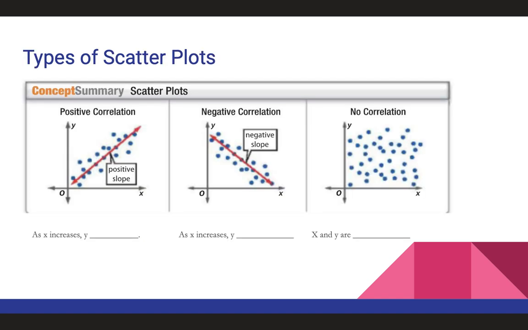As I just mentioned, there are 3 types of scatter plots that we can see, 3 types of correlation. Correlation is talking about relationships. In a positive correlation, just like a positive slope, as x increases, y increases. Same thing with negative. It's going to look like a negative slope on a line. As x increases, y is going to decrease. And when you have no correlation, x and y are just scattered.